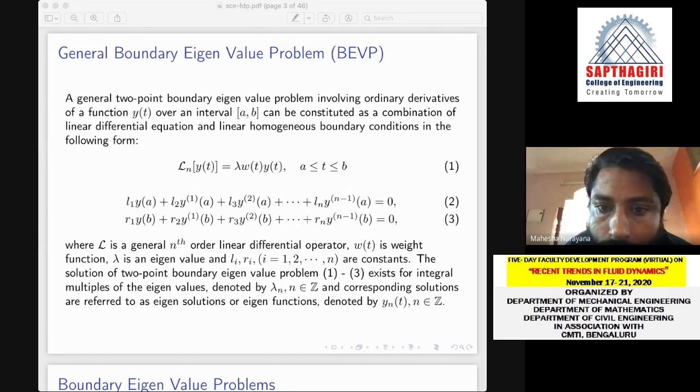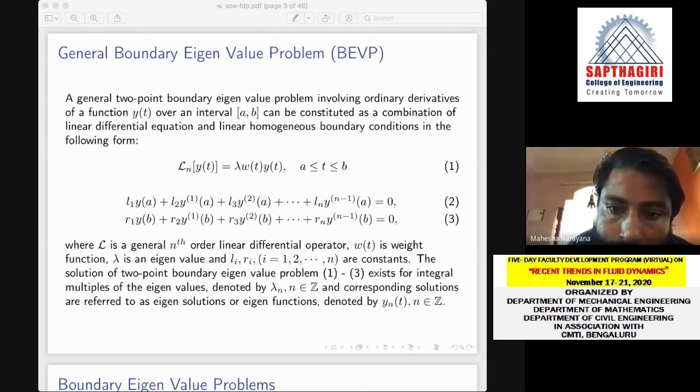You should know that non-trivial solutions of this boundary eigenvalue problem will exist only when the differential equation is homogeneous and the boundary conditions are also homogeneous. That's the condition one has to see for the eigenvalue solutions. So the differential equation should be homogeneous, and the boundary conditions should also be homogeneous.